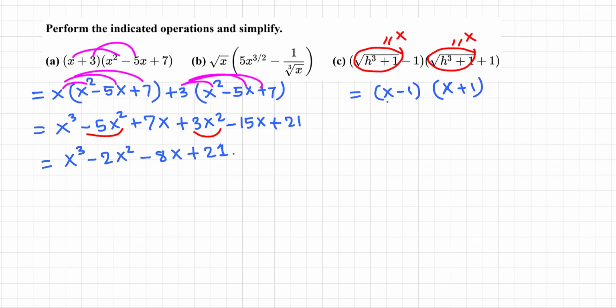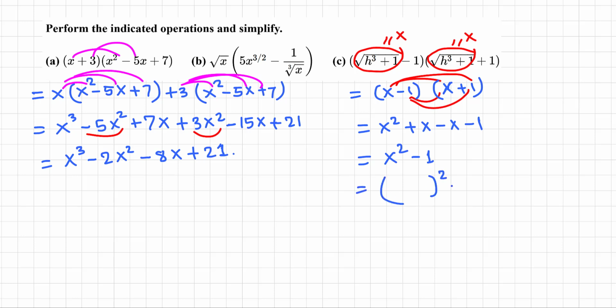Now we can multiply, pretty much FOIL. When we have 2 binomials, we can multiply, like FOIL means first, outer, inner, last. So the first terms are x times x, x squared, x times plus 1 is plus x, minus 1 times x is minus x, and minus 1 times 1 is minus 1. In the middle, plus x minus x are the same but plus and minus cancel, so that leaves x squared minus 1.